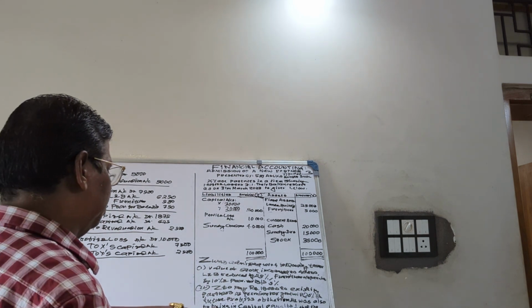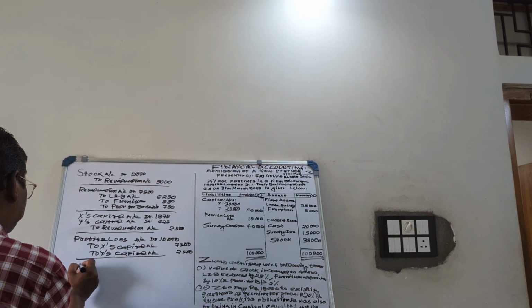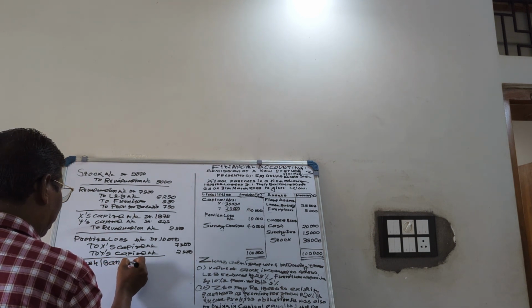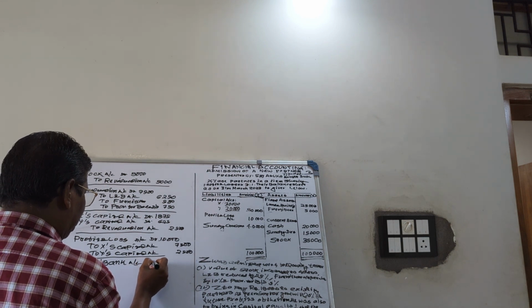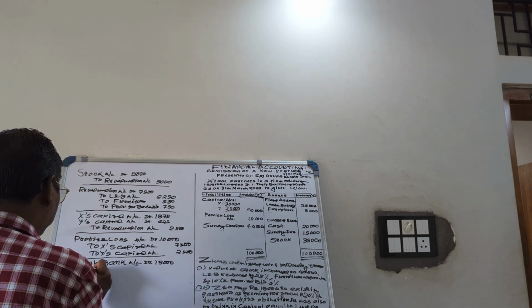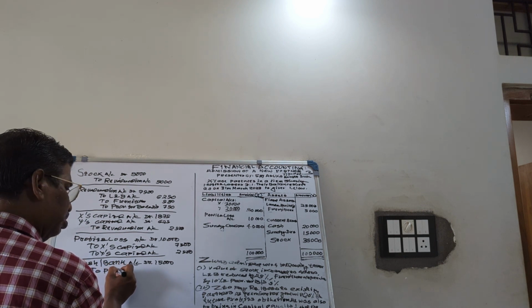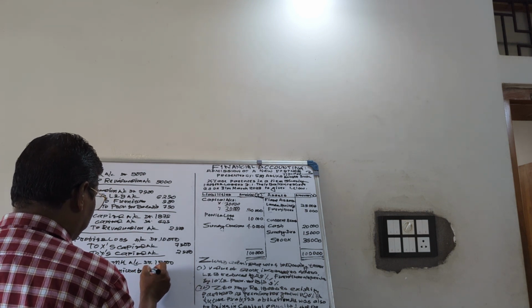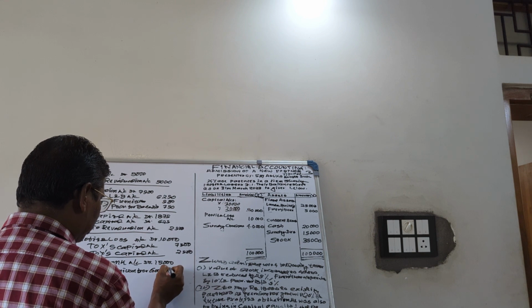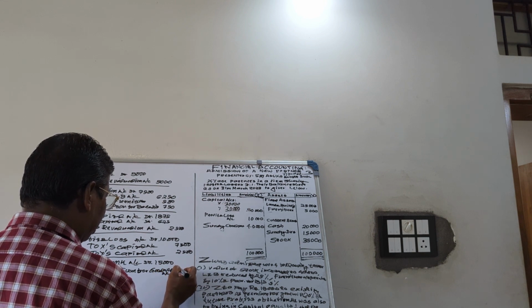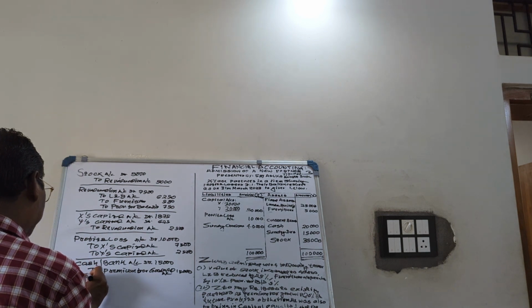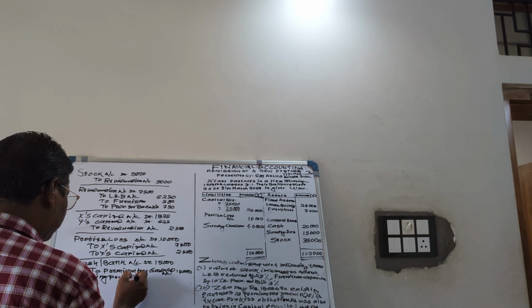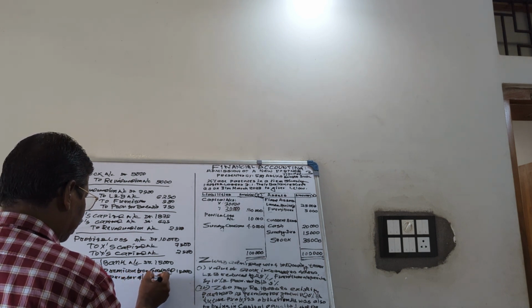Then the partner is bringing goodwill of 15,000. If he is bringing cash, cash account debited, or in terms of cheque, bank account debited. So cash or bank account debited 15,000 to premium for goodwill account, or we can also write only goodwill account. Premium for goodwill account 15,000, being goodwill brought in by new partner, being premium for goodwill brought by new partner.